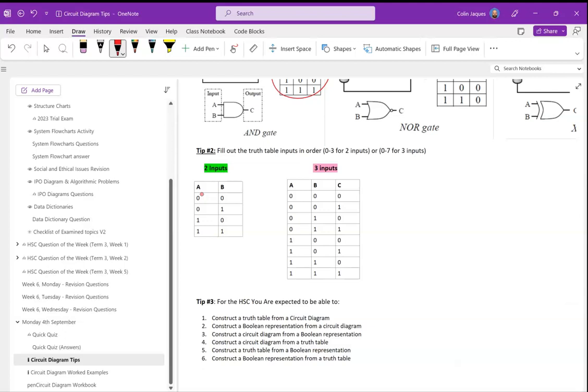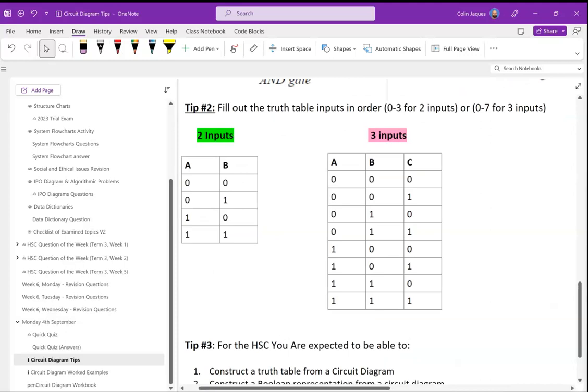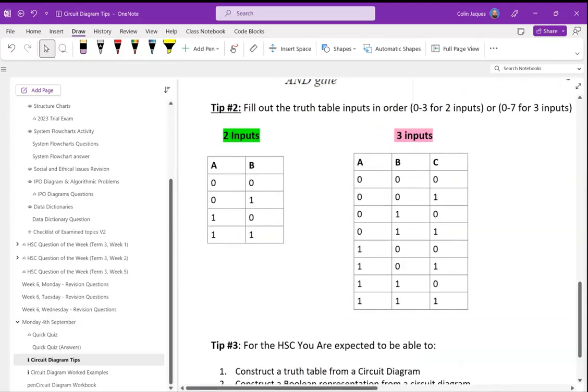For example, if I was starting to write a truth table out for 2 inputs, the first thing I would put is 0, 0. Then I would put 0, 1, which in decimal equals 1. Then 1, 0, which equals 2, as we know. And 1, 1 is 3. Likewise, if I was to do 3 inputs, make sure that it goes 0, 1, 2, and all the way down to 7. So that's tip number 2. Make sure that you put your inputs in order.